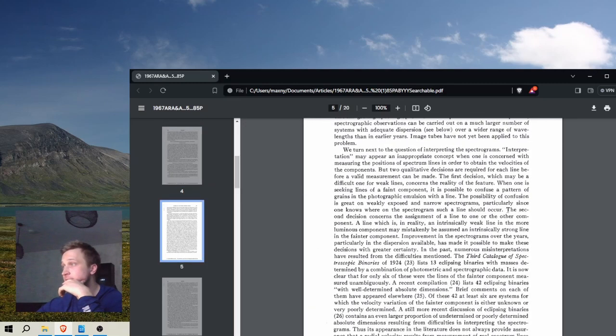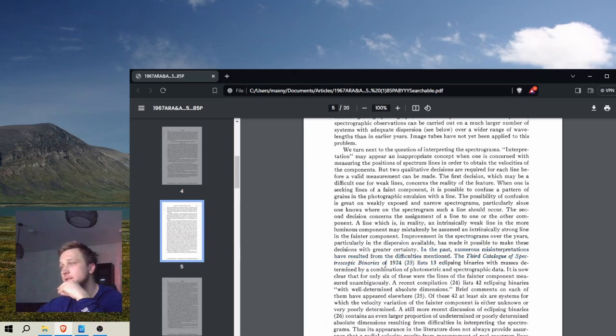Additionally, he talks about the second decision, which is how do you assign what line corresponds to what star. A line which is in reality an intrinsically weak line on the more luminous component may be mistakenly assumed an intrinsically strong line on the fainter component. Improvement in the spectrograms over the years, particularly in the dispersion available, has made it possible to make these decisions with greater certainty. In the past, numerous misinterpretations have resulted from the difficulties mentioned.